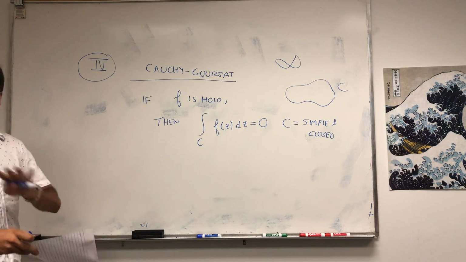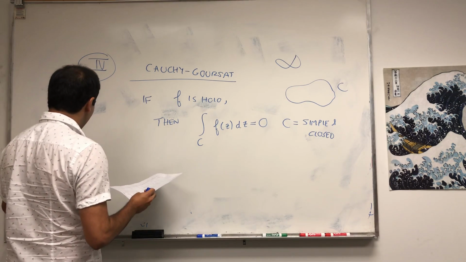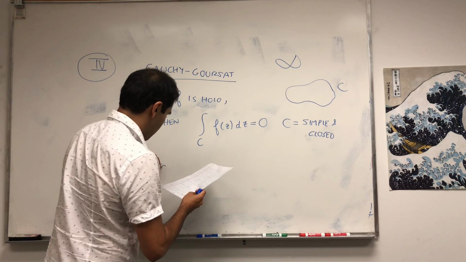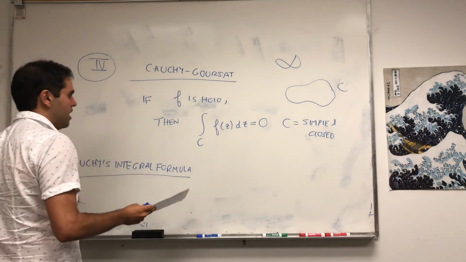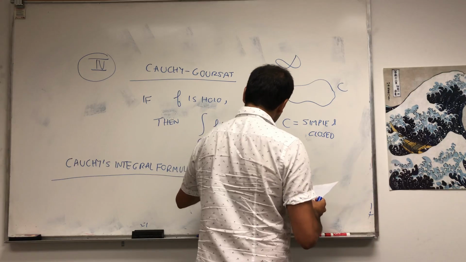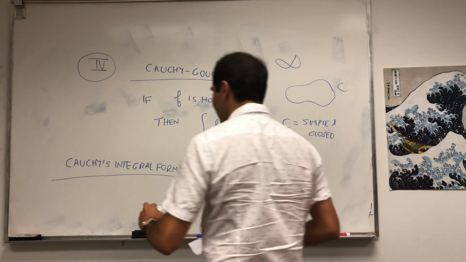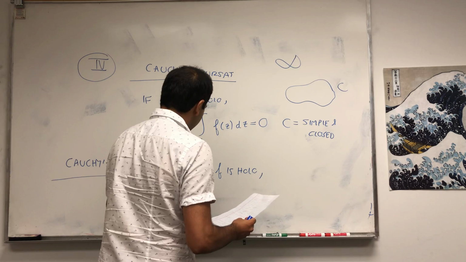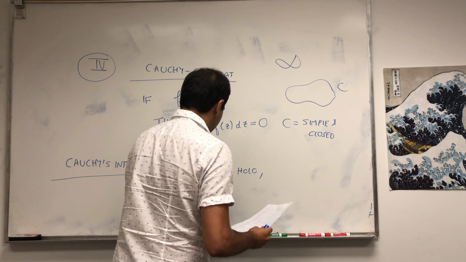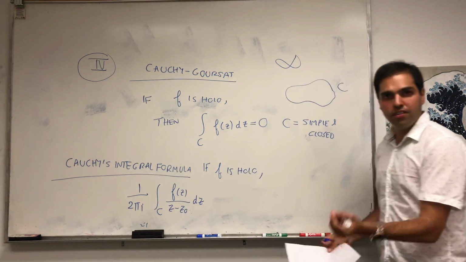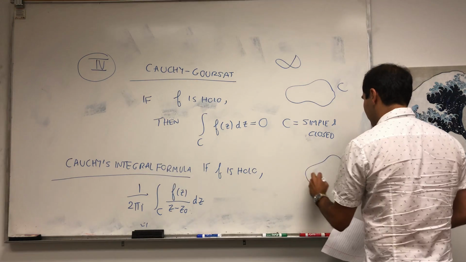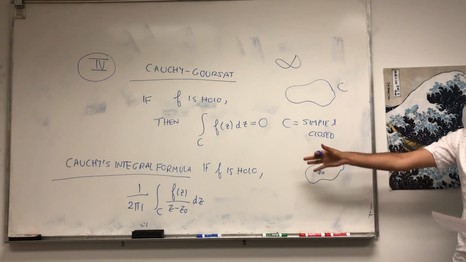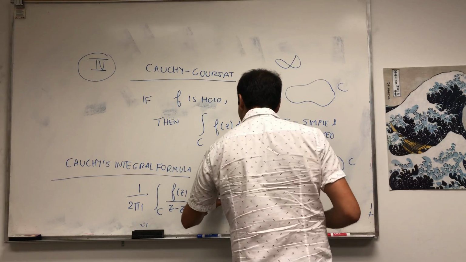The second one, in my opinion, is the single most important one. It's called Cauchy's integral formula. It says that if f is holomorphic, then let's calculate the following integral: 1 over 2 pi i, the integral over C of f of z over z minus z naught dz. Again, it's a singular integral. This integral has a singularity at z naught, so this thing most of the time blows up at z naught. But it turns out this integral is very nice to evaluate. Its value is just f of z naught.